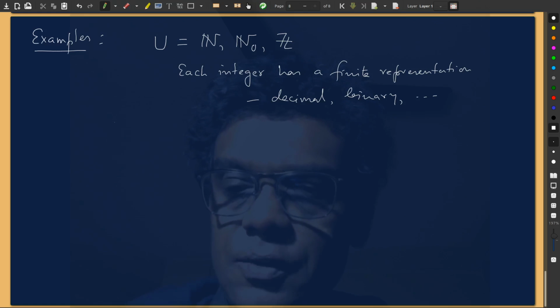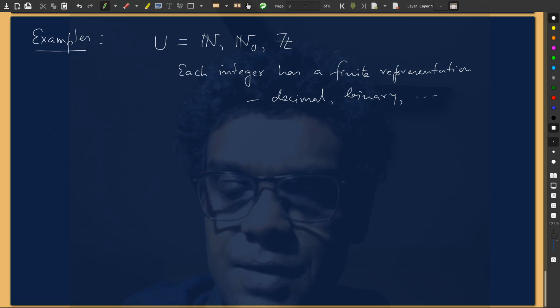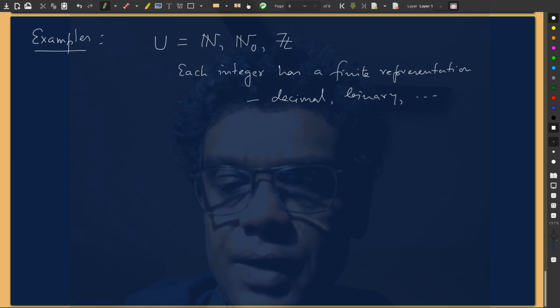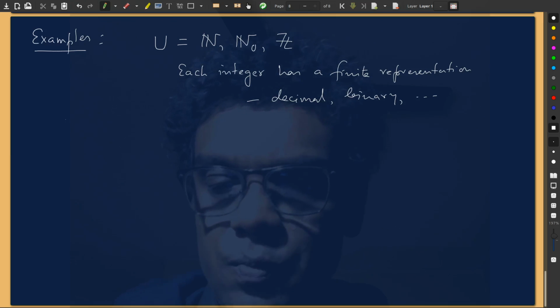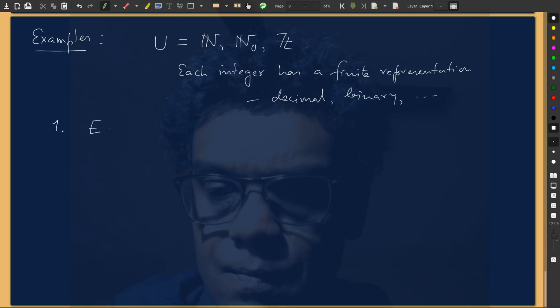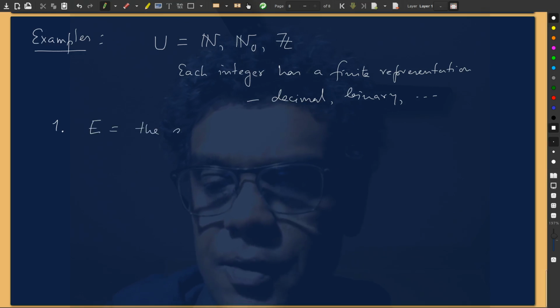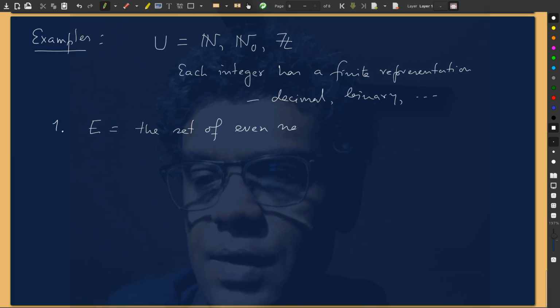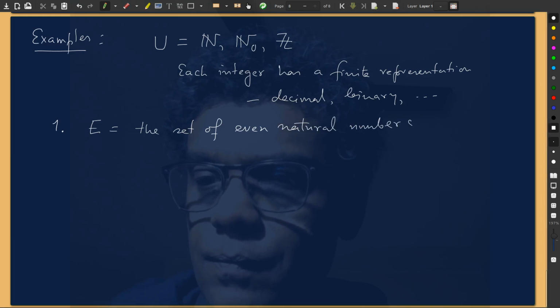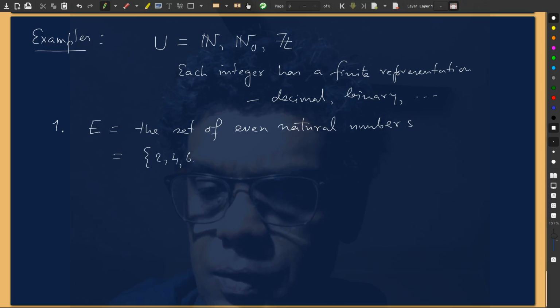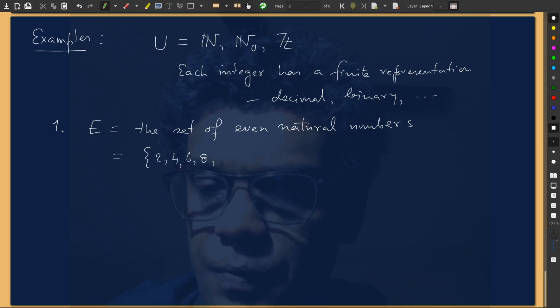So let us look at some examples, interesting examples of numbers. How we can formally describe a subset of this U. Okay, so maybe we start with one example. Maybe E, the set of even natural numbers. Okay, so 2, 4, 6, if I just omit this 0, and so on.